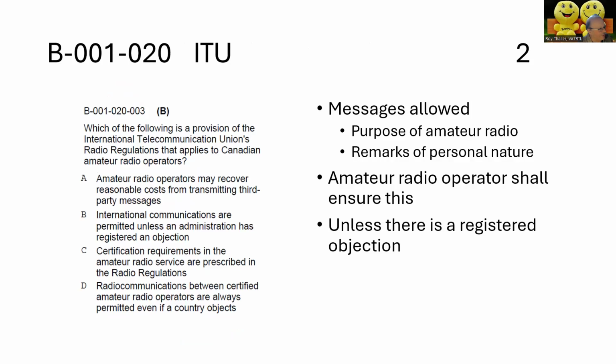Which of the following is a provision of the International Telecommunication Union's radio regulation that applies to Canadian radio operators? So here, the answer is B. International communications are permitted unless there is an administration that has registered an objection. So that would be like a foreign country government registering an objection that they don't want people to communicate with them, and they would have to file that with the ITU.